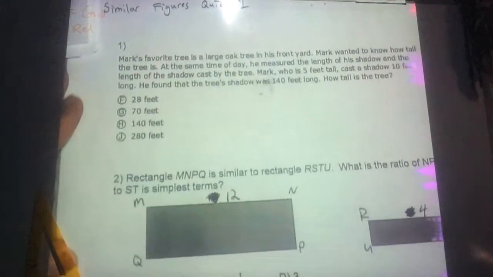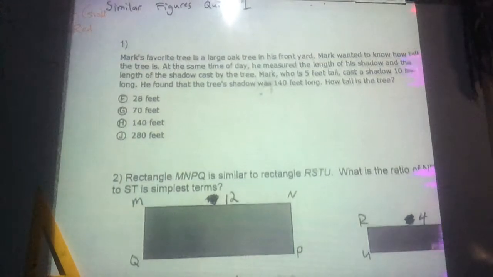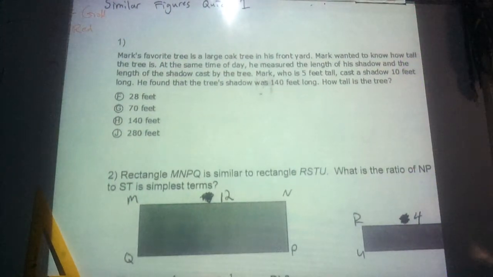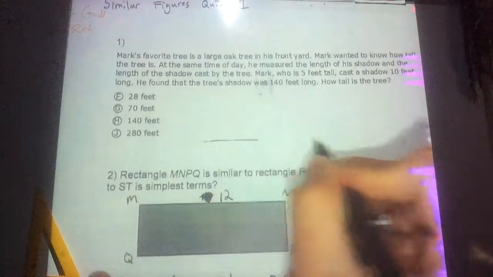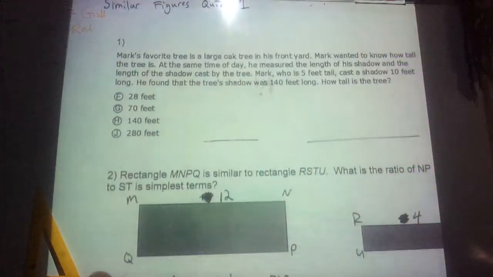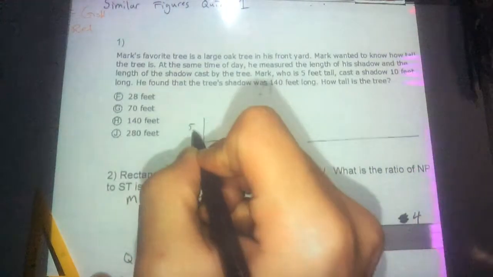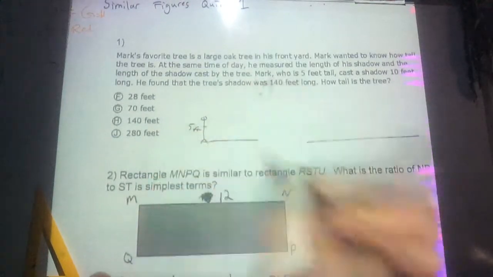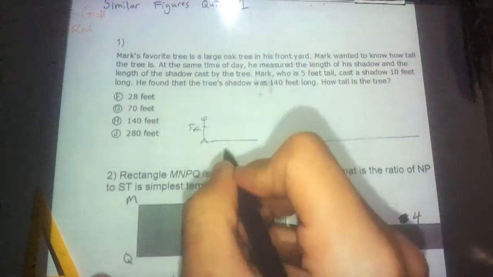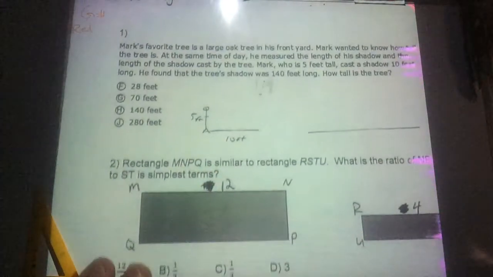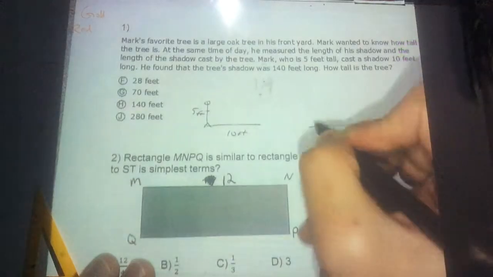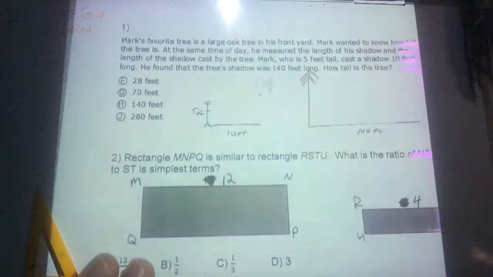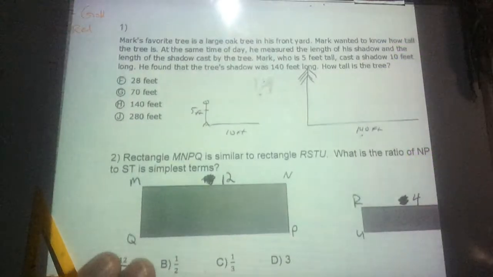Mark's favorite tree is a large oak tree in his front yard. Mark wants to know how tall the tree is. At the same time of the day, he measured the length of his shadow and the length of the shadow of the tree. Mark is 5 feet tall. So here's Mark, and he casts a 10-foot shadow. And the tree shadow is 140 feet. So we're trying to figure out how tall the tree is.